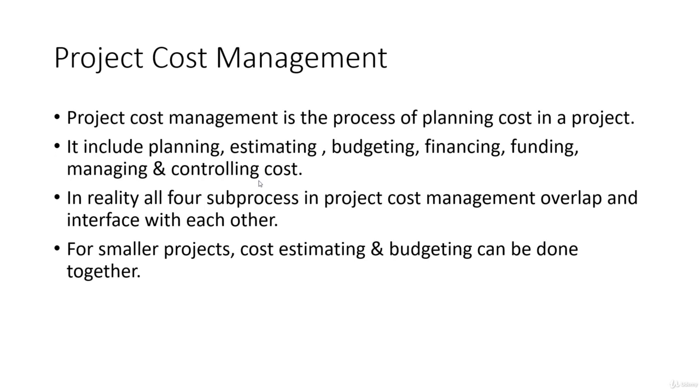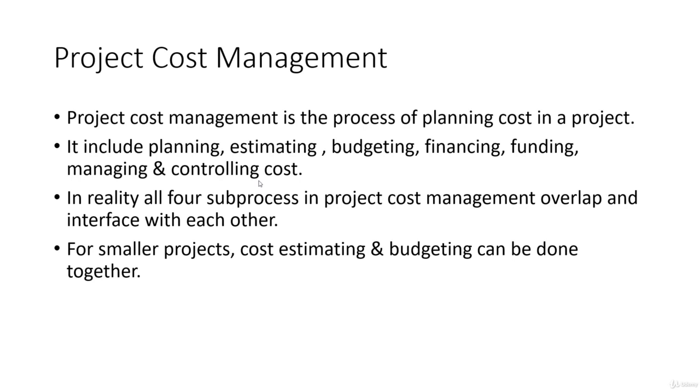And we have four sub processes within this knowledge area: plan cost management, estimate cost, determine budget, and control cost. It primarily includes planning, estimating, budgeting, financing, funding, managing, and controlling costs. So how you are going to estimate a project, how you are going to fund it, all of that is happening here. All four sub processes overlap with each other. Usually for bigger projects you will have separate processes and phases for estimation and budgeting.